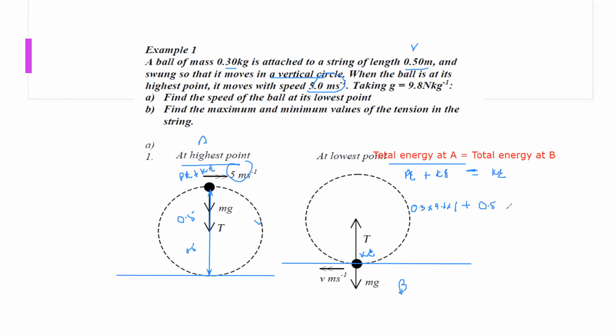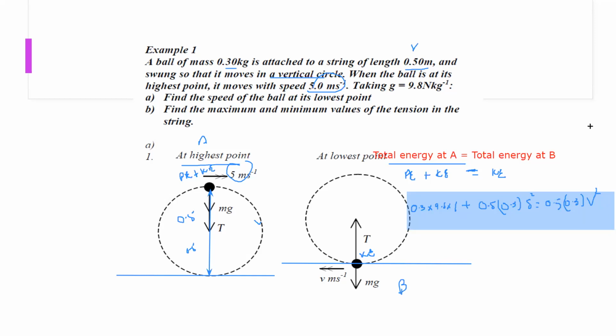So mass is equal to 0.3, and v square, the speed at which it is moving, so 5 square, is equal to 0.5 times half mv square, that's 0.5 into 0.3 and then v square. So we will solve this equation and we will get the speed at which it is moving at position B. Is it clear?